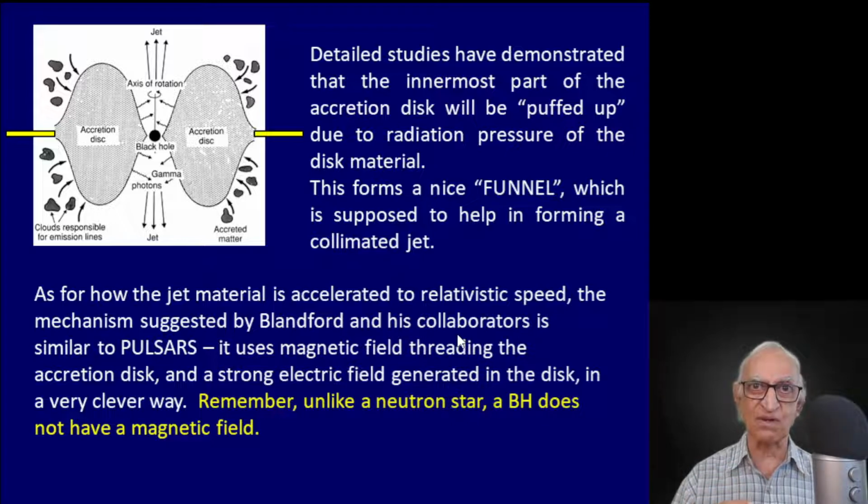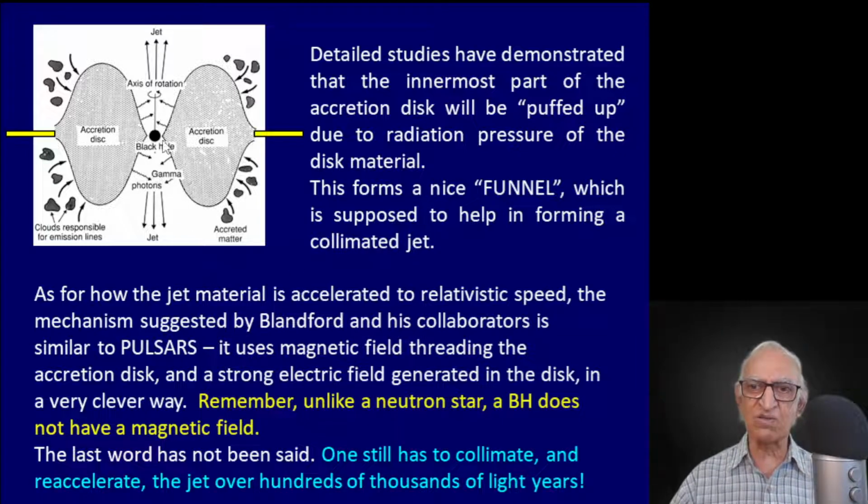Now, in the case of a black hole, as we discussed, a black hole cannot have a magnetic field, but an accretion disk can have a magnetic field because the accretion disk is composed of ionized matter. So, this mechanism of Blandford and his collaborators uses the magnetic field threading the accretion disk and the consequent strong electric field generated in the disk. So it is very similar to the Goldreich-Julian mechanism that we discussed when we talked about pulsars. Remember, once again, unlike a neutron star, a black hole does not have a magnetic field. Therefore, this problem is more subtle and more difficult than the problem of relativistic wind from a neutron star.